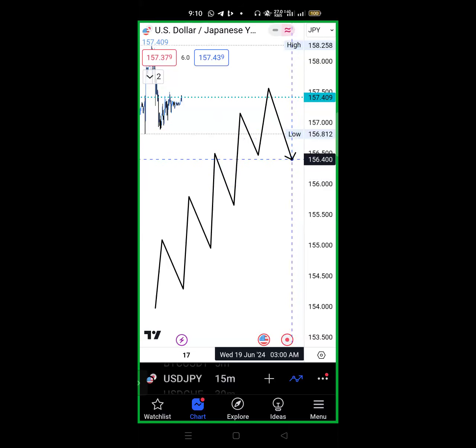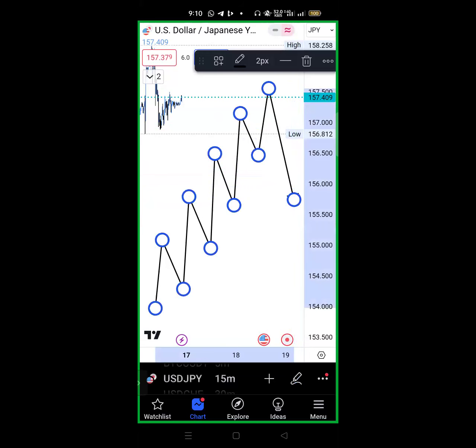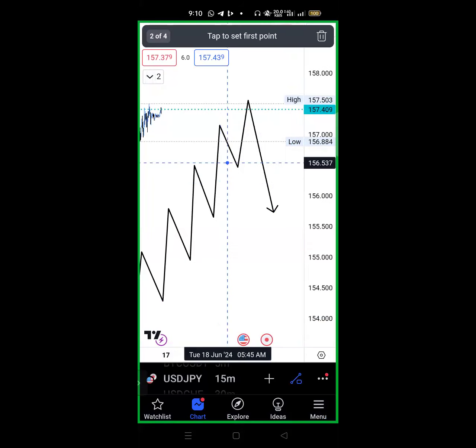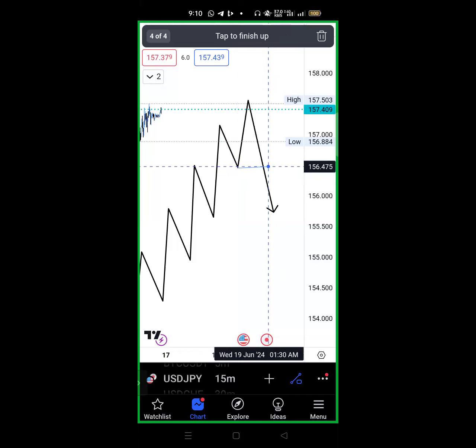It's now lower than the previous low. So when you have something like this, here at this point is where you have your change of character, because this was the last low.